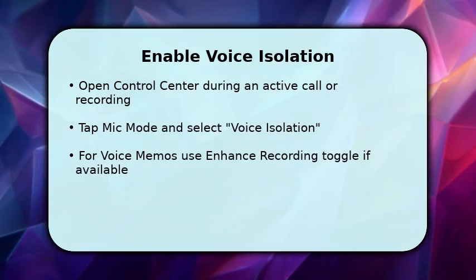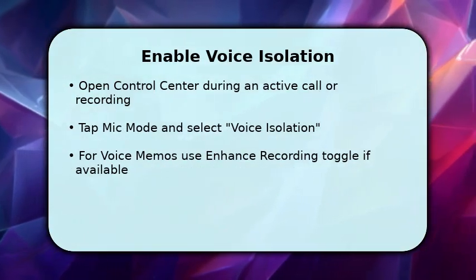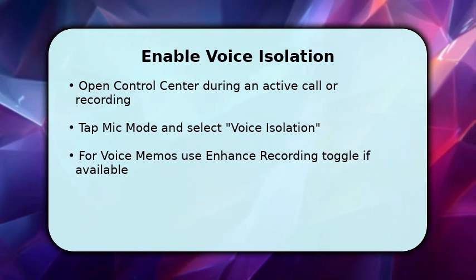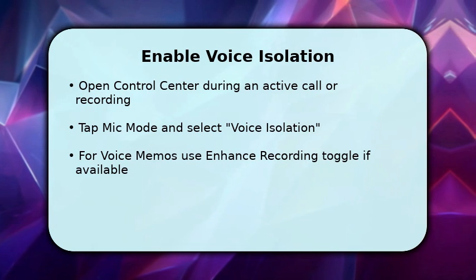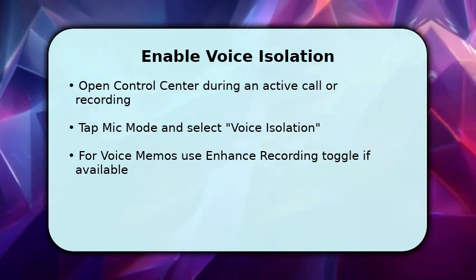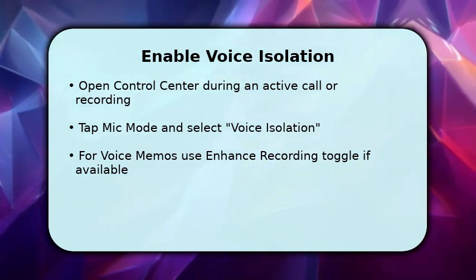With the call or recording live, open Control Center, swipe down from the top right corner. Tap Mic Mode, which shows standard, voice isolation, and wide spectrum. Choose voice isolation to prioritize your voice and suppress background noise.